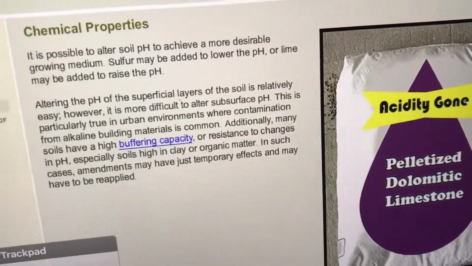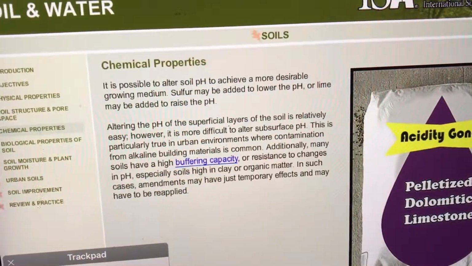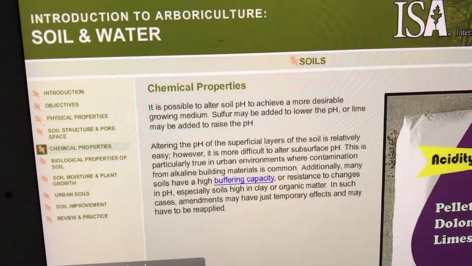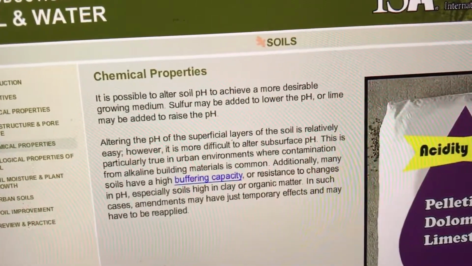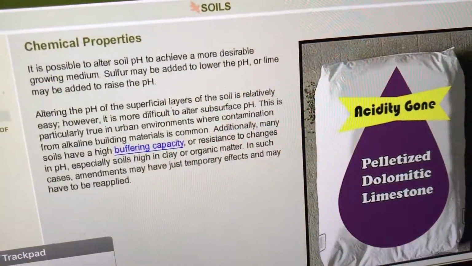Additionally, many soils have a high buffering capacity, or resistance to changes in pH, especially soils high in clay or organic matter. In such cases, amendments may have just temporary effects and may have to be reapplied.